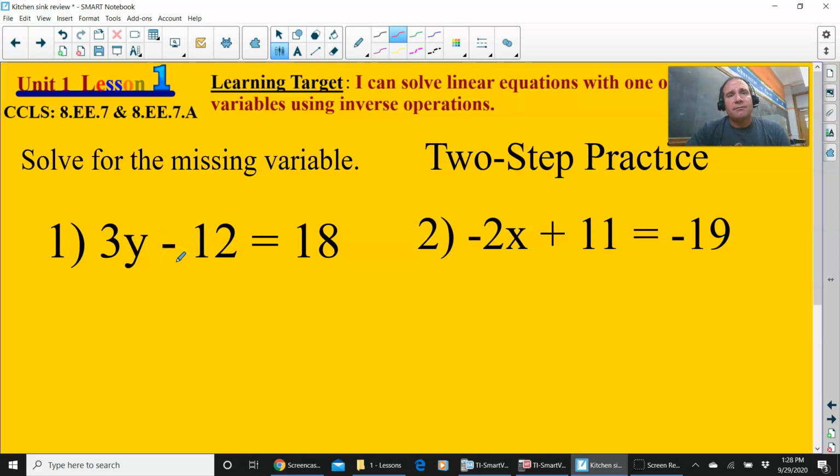This negative 12 or this minus 12, you're going to use inverse operations to bring it to the other side. You want it to cancel here and bring it over to the other side of the equal sign with the 18, like combining like terms. So here we go. Opposite of subtraction is addition. So we have to add 12 on this side and add 12 on the right side.